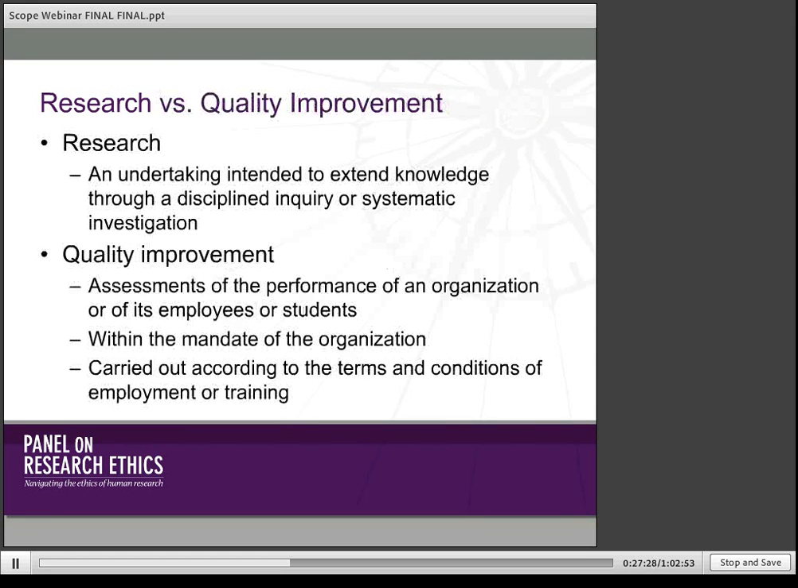Next slide. Research versus quality improvement. This is the definition of research as defined in the TCPS in the application of Article 2.1. Note that the purpose is to contribute to a body of knowledge, whereas the application of Article 2.5 describes common characteristics of quality improvement projects as shown here. Notice that they are usually within the scope of an organization or site-specific or in the ordinary course of operations.